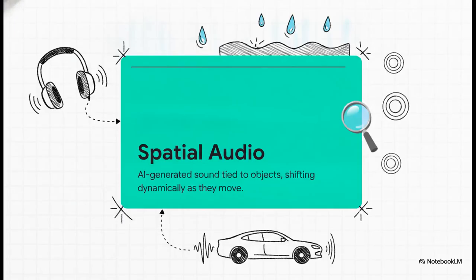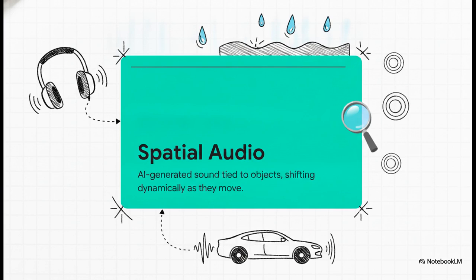Okay, now we got to talk about the massive leap forward in audio. If you have headphones handy, you'll definitely want to put them on for this. The program actually listens to your prompt and generates the original sound itself, based entirely on the picture. It's called spatial audio. The sound doesn't just play as flat background noise, it's alive, tied directly to the objects on the screen. So if a car drives from left to right, the sound of the engine smoothly transitions from your left ear to your right ear.